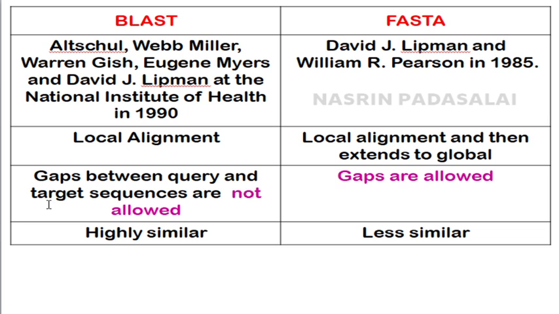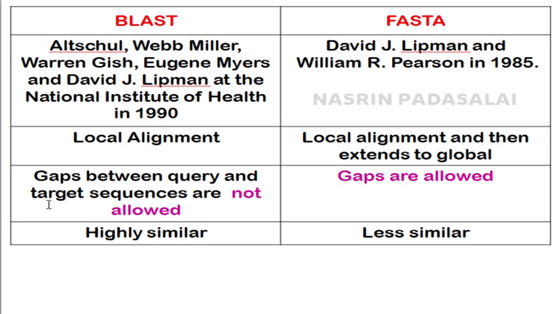So this is the example with differentiation between BLAST and FASTA. BLAST was given by Miller, Warren, Eugene, and David J. Lipman at the National Institutes of Health, NIH, in 1990. And FASTA was given by David J. Lipman and William R.